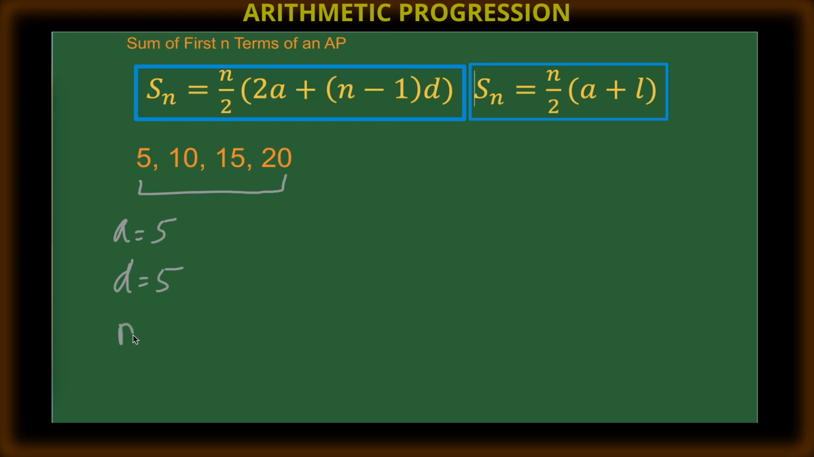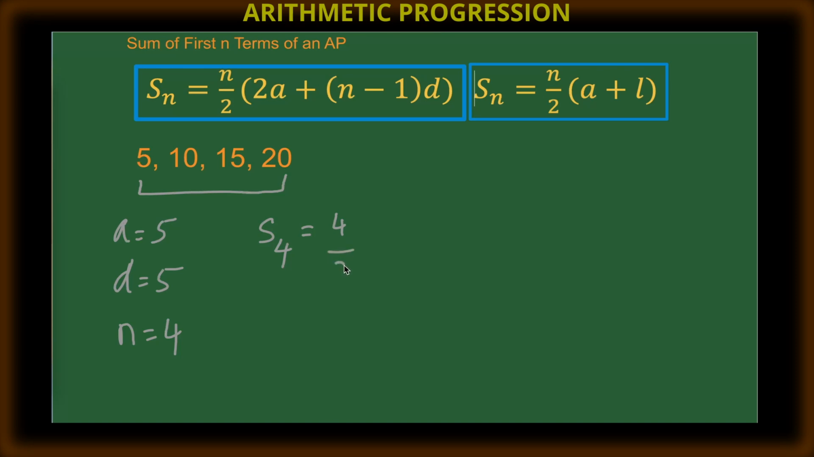We will try to find the sum of the first four terms. The fourth term is nothing but the fourth element in the sequence: 1, 2, 3, 4. Okay, so the fourth term. So let's try to put this formula into practice. S4, the sum of the first four terms of an arithmetic progression.